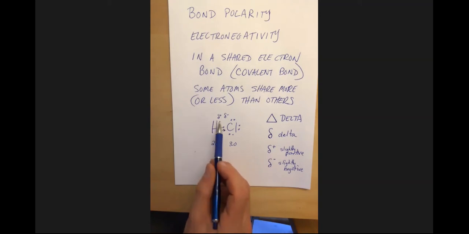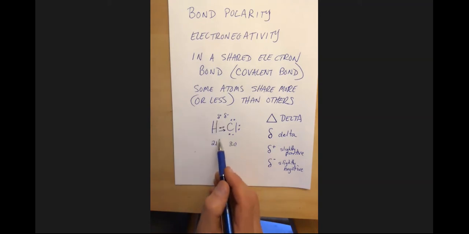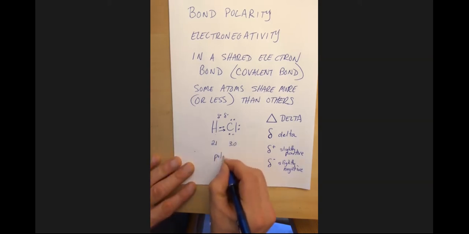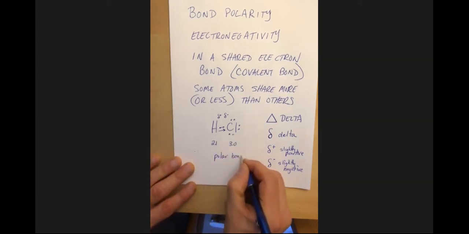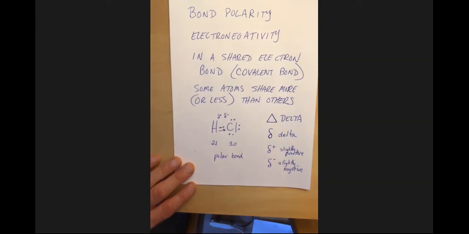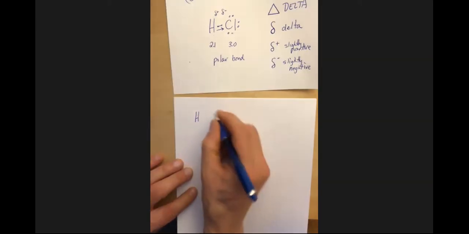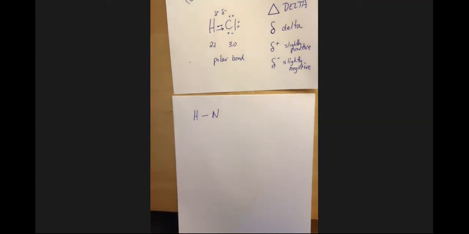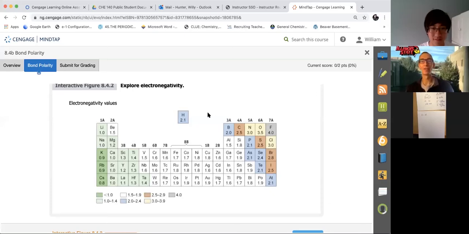We've got a slightly positive end and a slightly negative end. And so that means that this bond overall between hydrogen and chlorine will be a polar bond. Okay? Okay. So let's look at hydrogen attached to nitrogen. Let's go to the table of electronegativities, and we'll see that nitrogen is 3.0, hydrogen is 2.1.